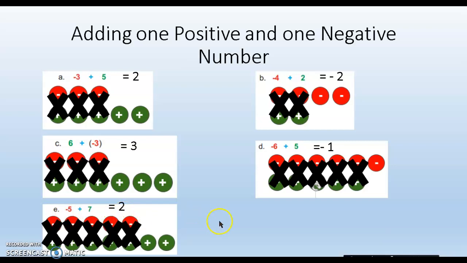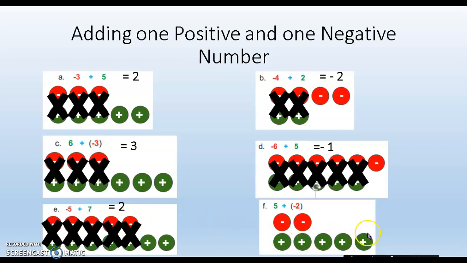Let's try one more. We have 5 positives and 2 negatives. Pause the video, see if you can figure out the answer. All right, let's see if you got it. This is a 0 set. This is a 0 set. What do we have left? 3 positives. So 5 plus a negative 2 is a positive 3. I think you got this.